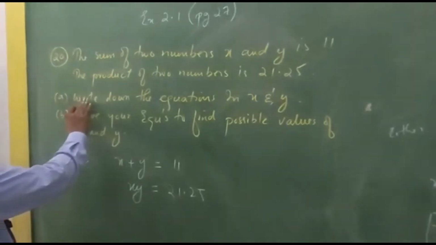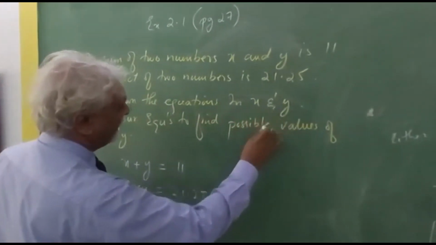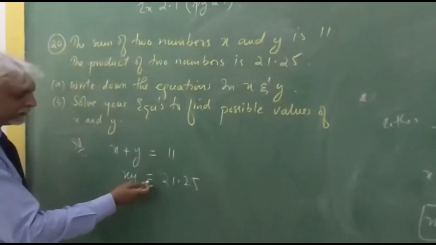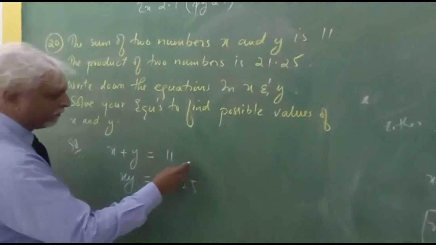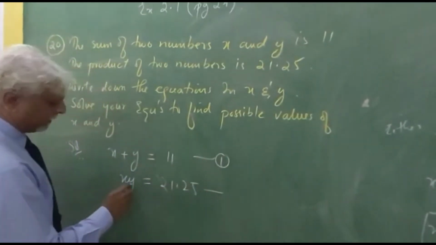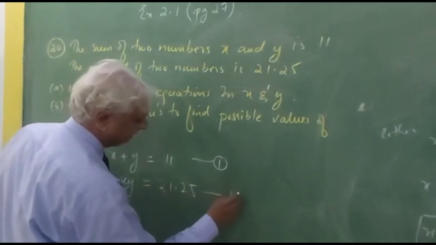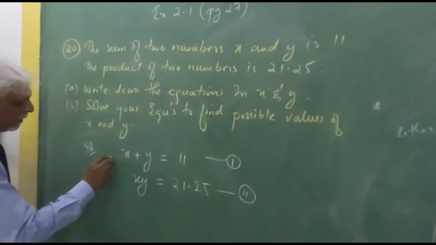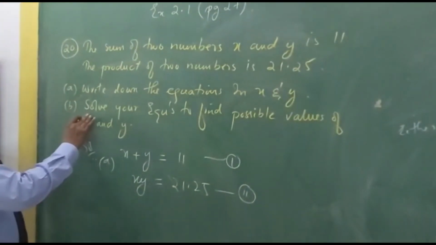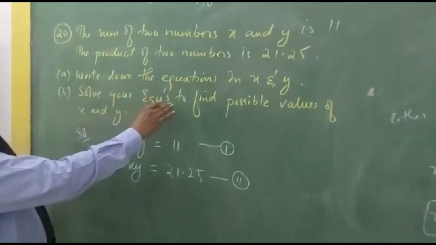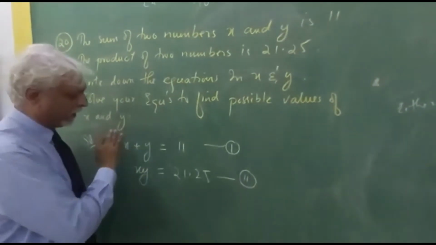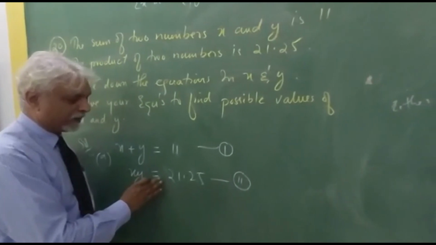So, write down the equation in x and y, and we have got this equation in x and y terms. x plus y equals 11, which is our first equation, and xy equals 21.25, which is our second equation. So I've just solved the A part of this question. Now moving on to the second part, B, solve your equations to find the possible values of x and y. We need to find the possible values of x and y over here.